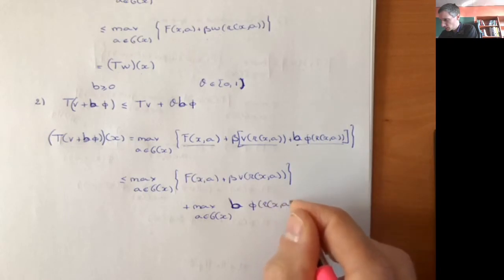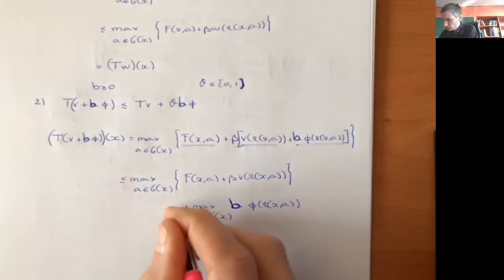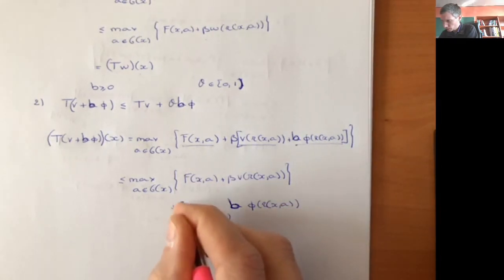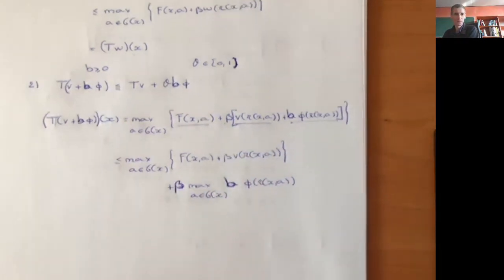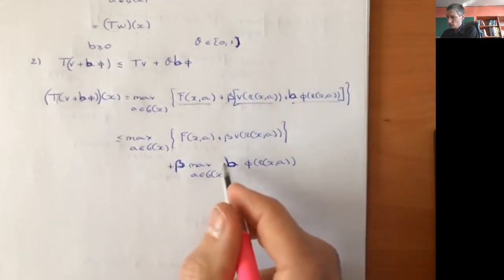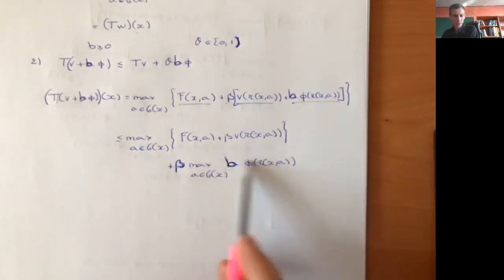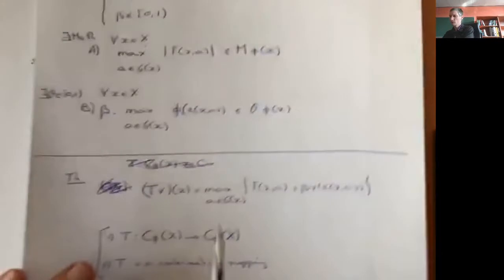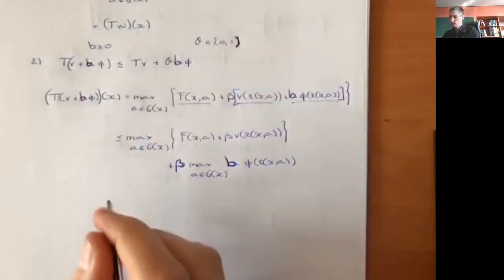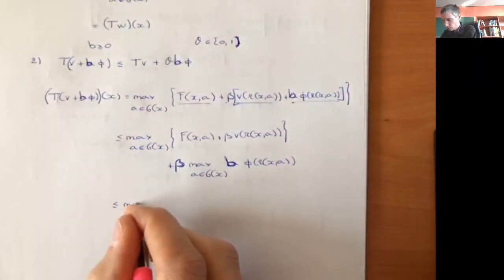And I've forgotten the beta, I think. Right? This beta here. Okay. I can put the b in front, it doesn't matter, and now I can use condition b again. All right, this one here. So I have that this is less or equal to the maximum.